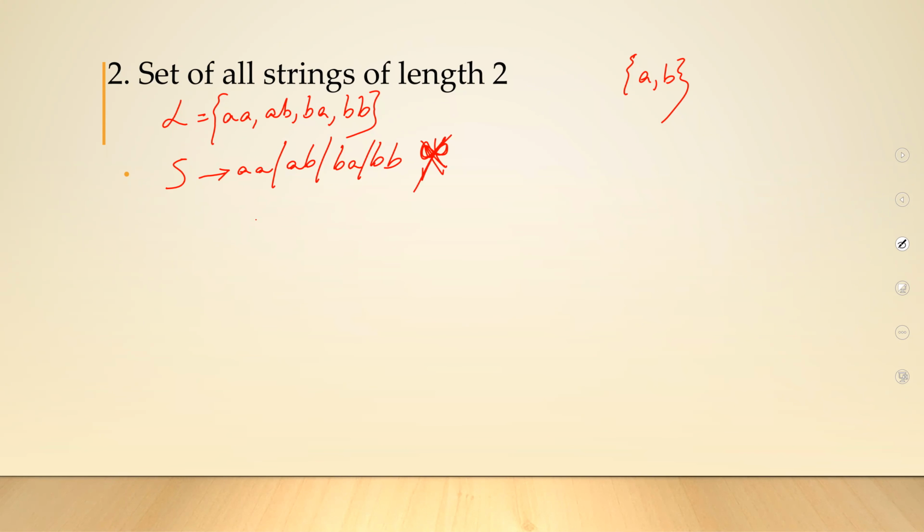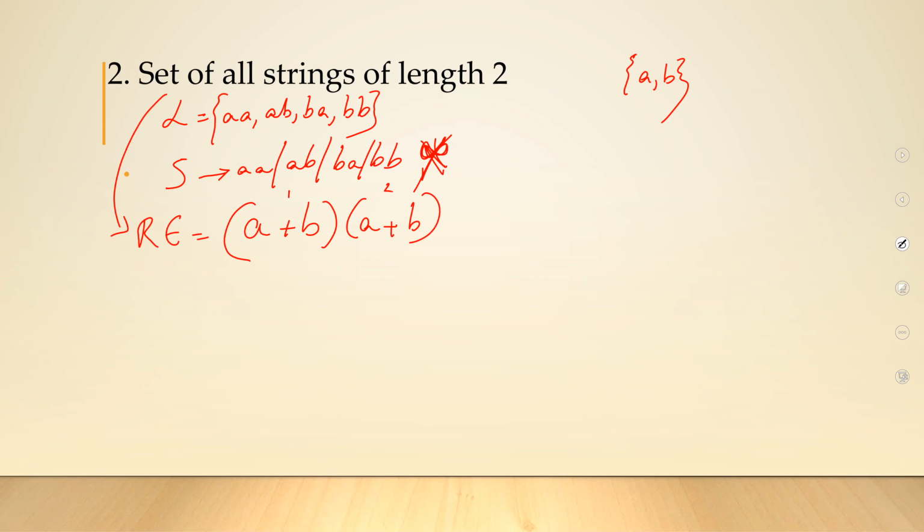Now, when we look for the regular expression for this particular language, the set of all strings of length 2, you can have the first character either a or b. This is my first character. And the second character, you can have it either a or b. Now, let's see how you develop a grammar for this.